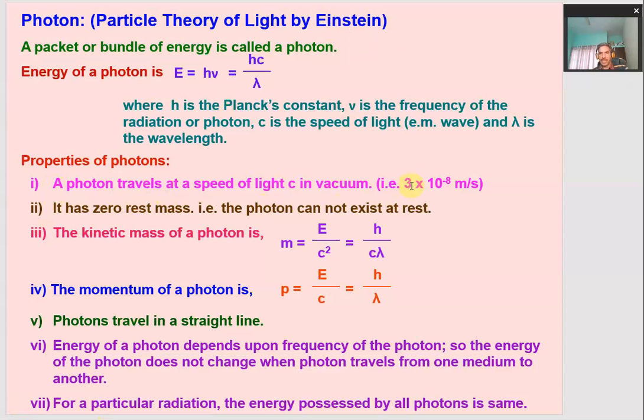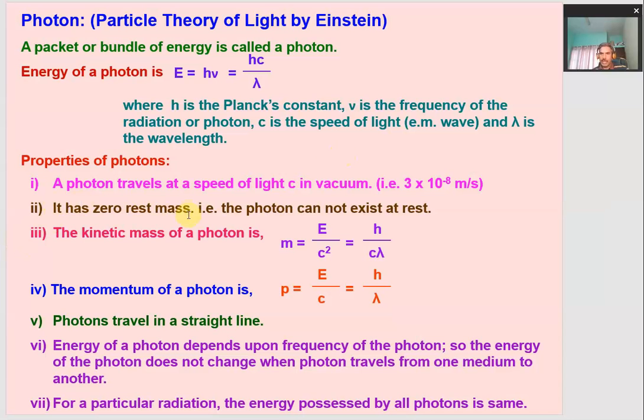C means 3 into 10 to the power minus 8 meter per second. So each and every photon of the light has the speed which is given by this. Another thing about photons is that they have zero rest mass. That means at rest we have no photon. Means the photon does not exist at rest.